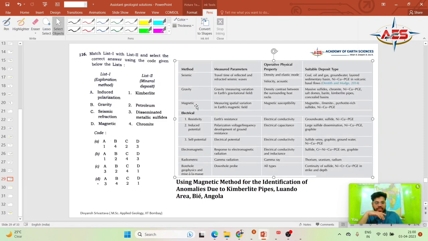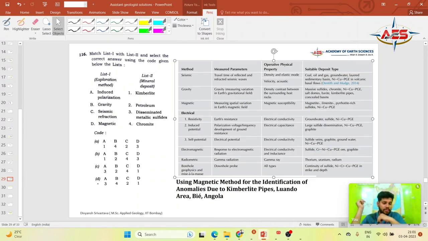So for induced polarization, what will we use? We use it for large sulfide disseminated ores. So our A matches 3, it is fixed. For gravity, which is fixed? Chromite. Seismic refraction is used for oil and gas, petroleum. Then magnetic with kimberlites, but you can see here they haven't mentioned kimberlites in the magnetic. Instead, they have mentioned kimberlite within the gravity.